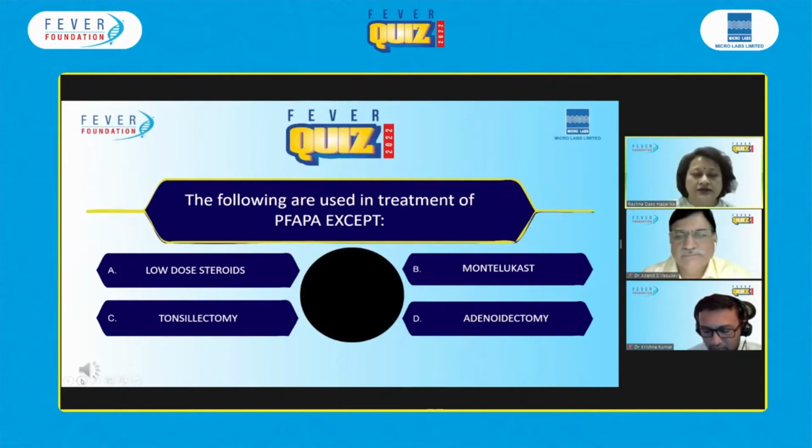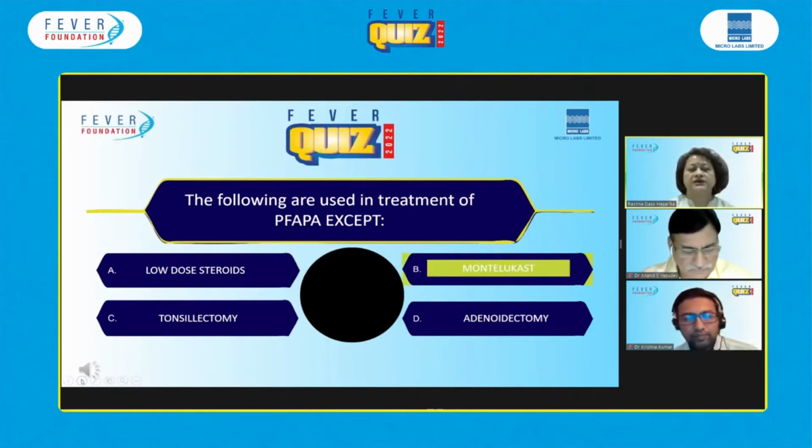So let us look at what the correct answer is. Here the answer has been given as Montelukast. So this was a question where all the others can be used. That means we can use low-dose steroids, we can do tonsillectomy and adenoidectomy. Now, PFAPA, the full form is periodic fever, aphthous stomatitis, pharyngitis, and adenitis. This is an autoinflammatory disorder caused by an inflammasome, which can be of oligogenic or polygenic background. And there are some diagnostic criteria.